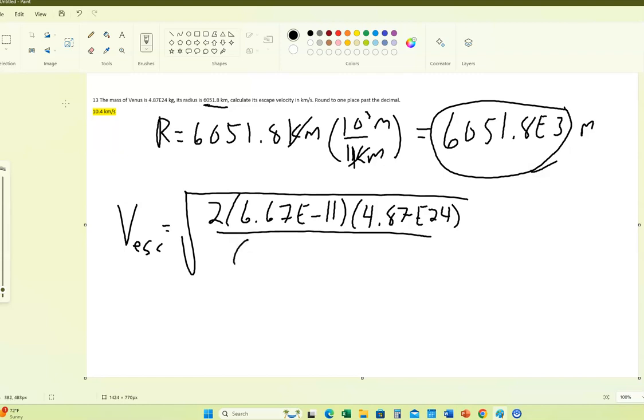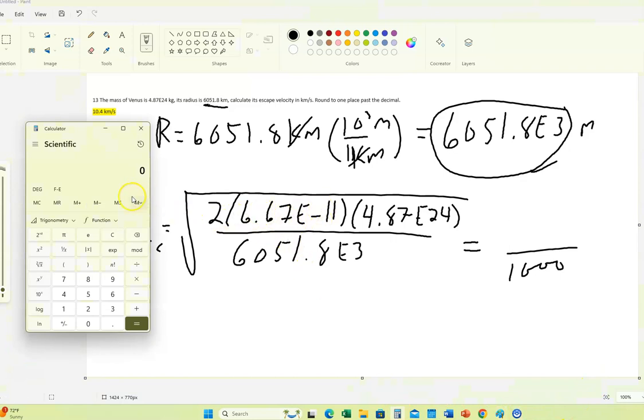All right, so it's going to be 6051.8 times 10 to the third. All right, so that's the formula. Let's plug it into our calculator. The answer will be in meters per second, and then we'll just take whatever answer we get and divide it by 1,000 to turn it into kilometers per second. All right, so let's calculate that right now.